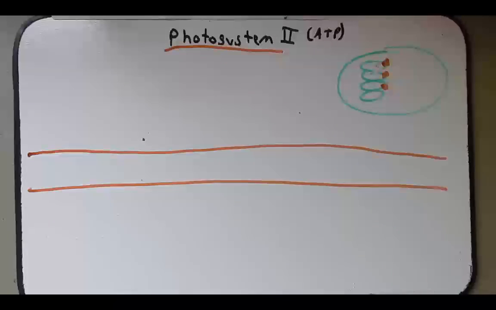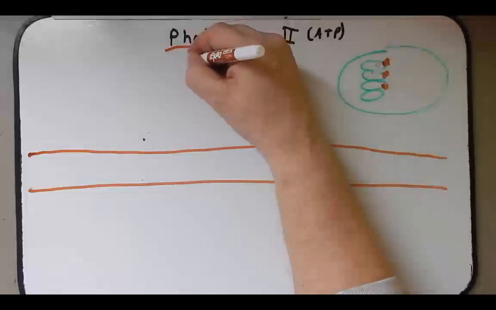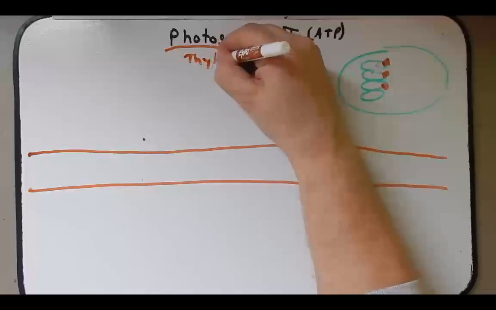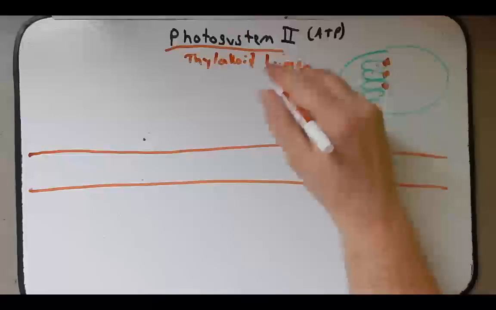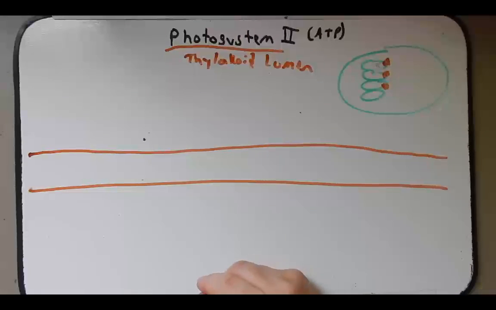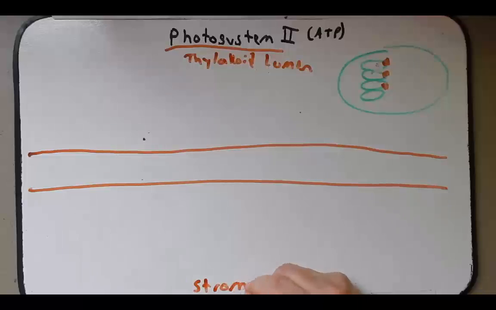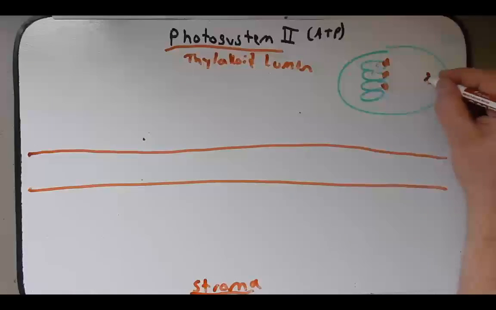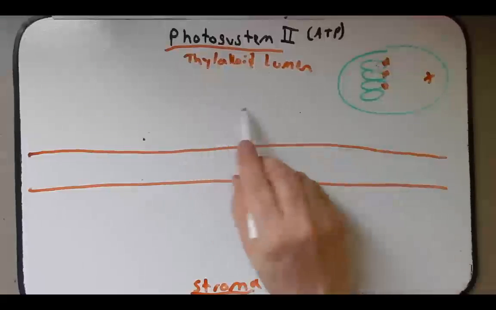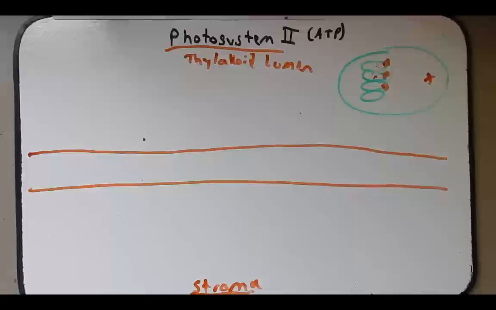The way I've drawn it, the thylakoid lumen is up here and the stroma is below here. So stroma's out here. And up here, this area here is inside of the lumen of the thylakoid.